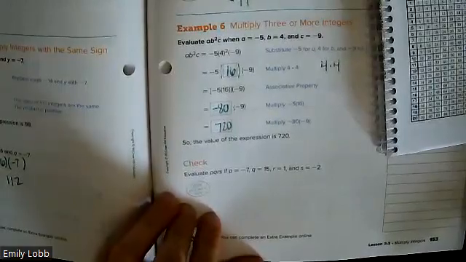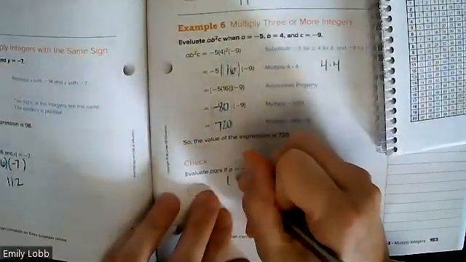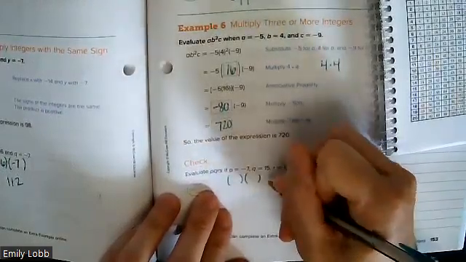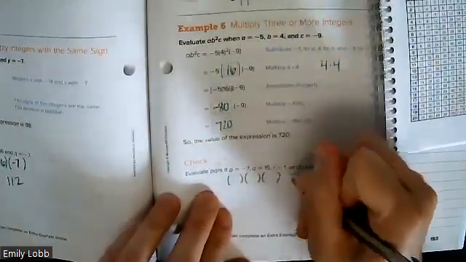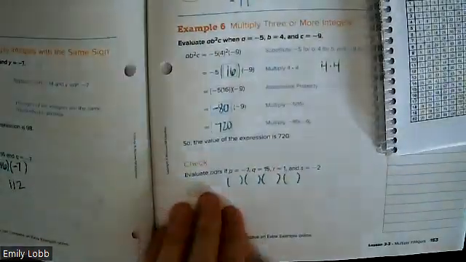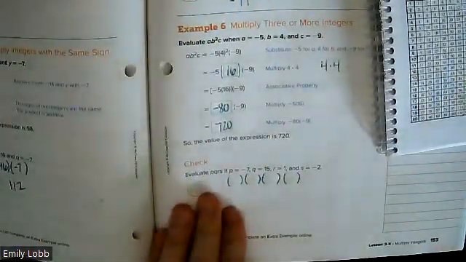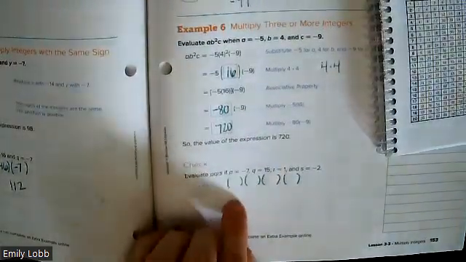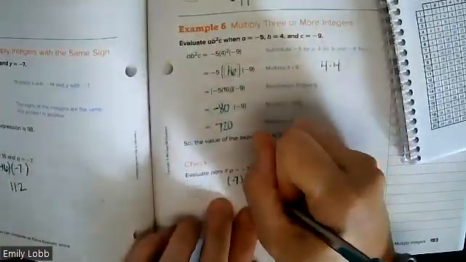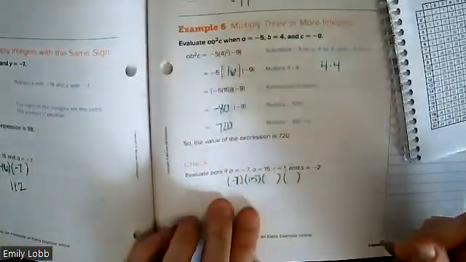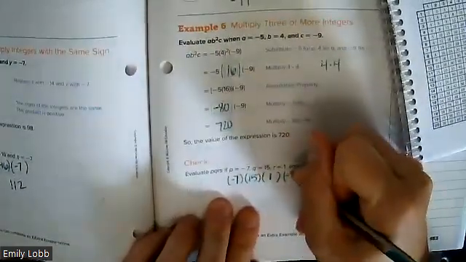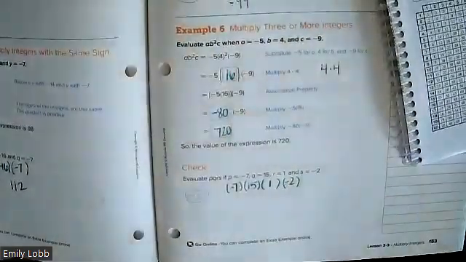All right, evaluate. I'm putting parentheses in place of my letters. Parentheses for P, parentheses for Q, parentheses for R, parentheses for S. Because when I have them all next to each other, boys, that means that I'm multiplying them. P, I'm putting in a -7 here. Q, I'm putting in 15. R, I'm putting in 1. S, I'm putting in -2. So go ahead and try that.